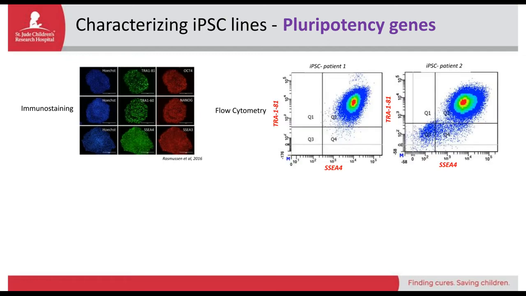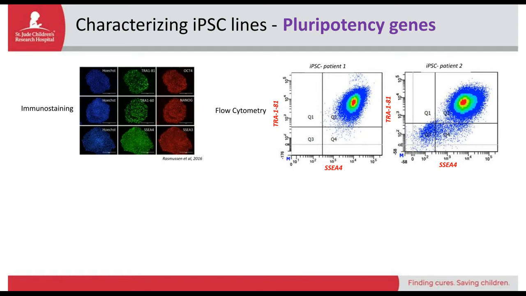To do a more quantitative assay, one can do a flow cytometric analysis. As shown here are two iPS lines. In the first one, almost all cells express both pluripotency markers at very high levels. In the second line, you can see there is a small fraction of cells in this population that do not express either of the pluripotency markers, and that's a sign of spontaneous differentiation in this line. So it's not as good a line as the first one.